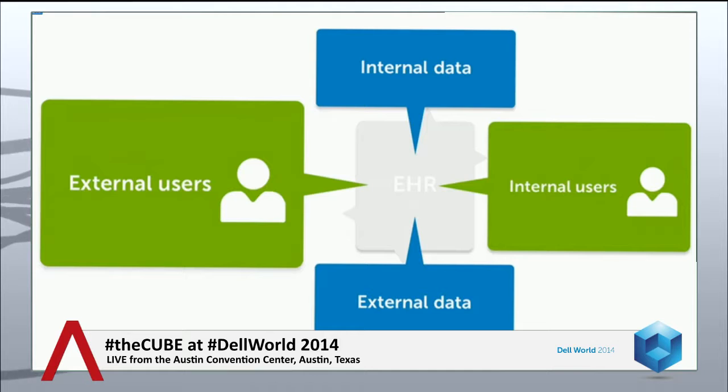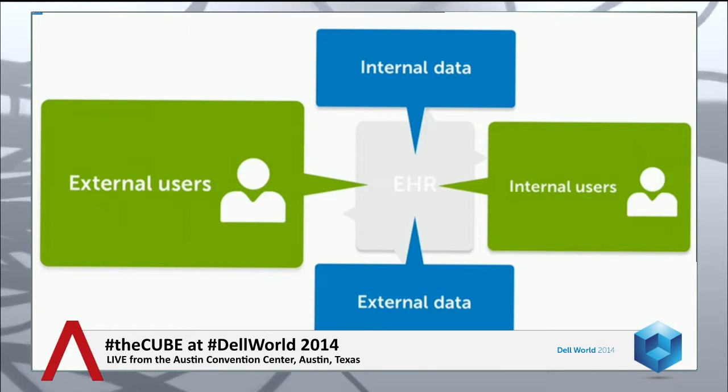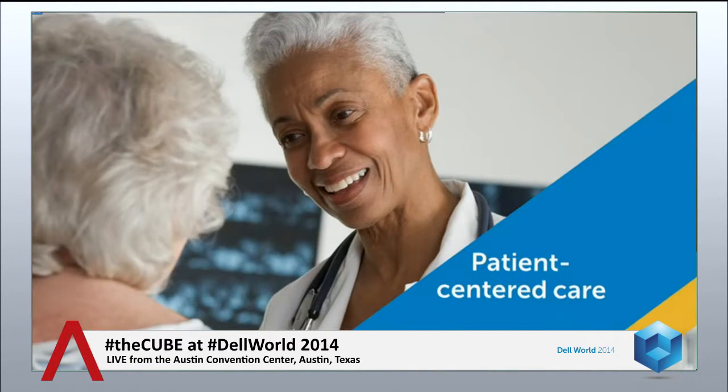Now at Johns Hopkins, again, we're focusing on our external users, we're focusing on our patients and their proxies, and we're also focusing on the data they're providing us. So we really wanna emphasize patient-centered care, and of course, that's just medicalization of client-centered service, and all of you know about the importance of that. So we're trying to do that.